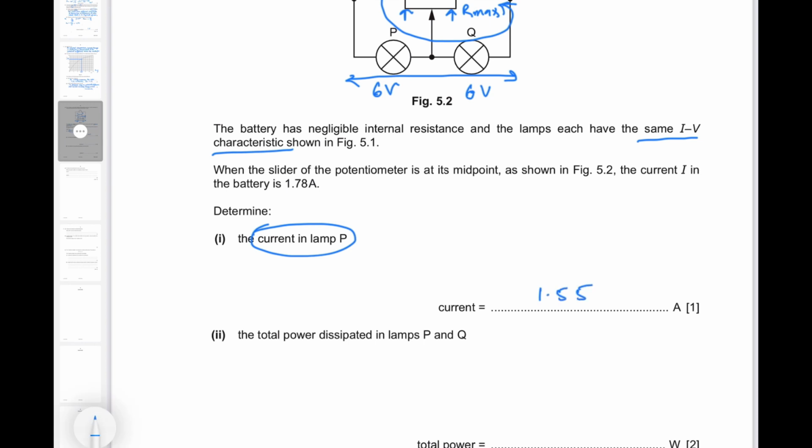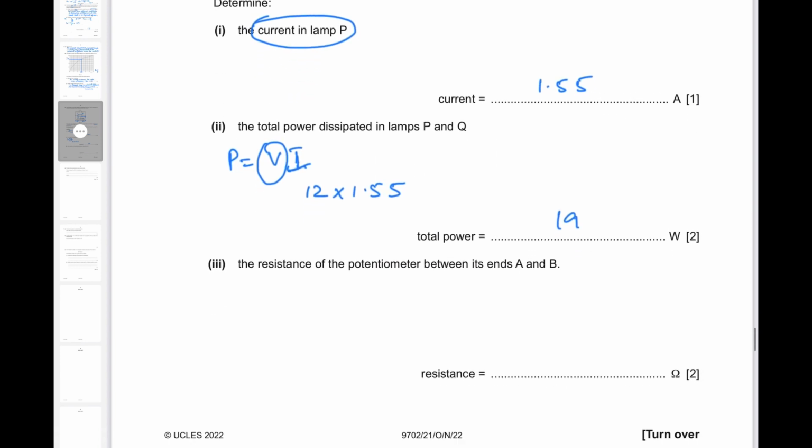The total power dissipated in lamps P and Q. So power is equal to potential difference multiplied by the current. Since P and Q are in series, they would have the same current, 1.55 amperes. And the total potential difference across them is 12 volts. So this is 12 multiplied by 1.55, and that is equal to 19 watts, corrected to two significant figures.